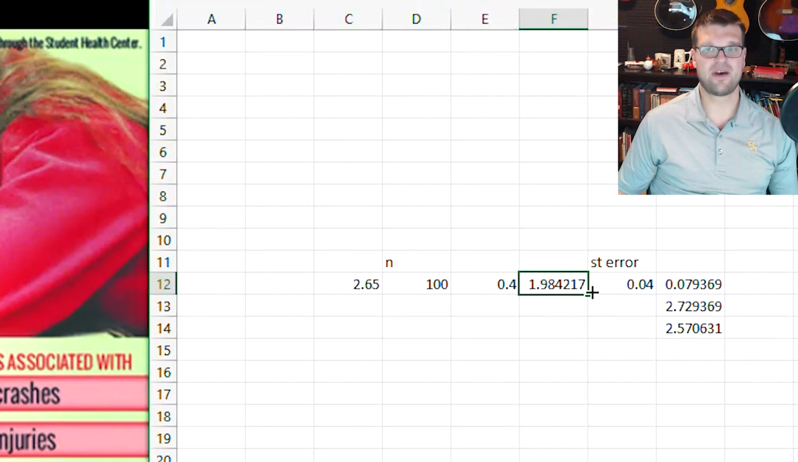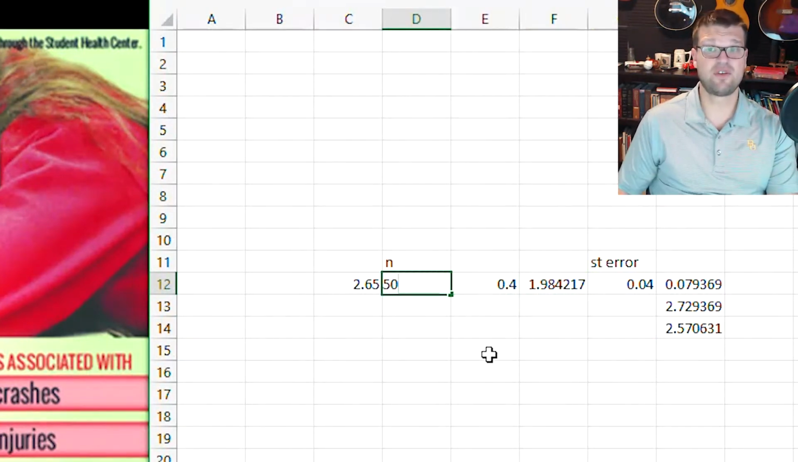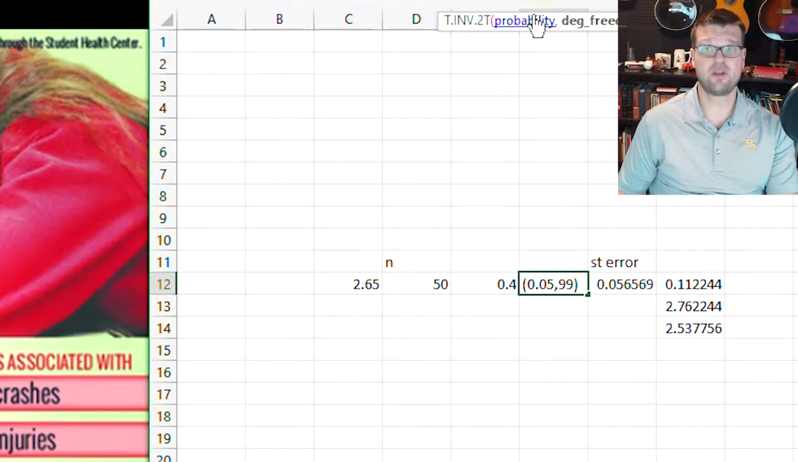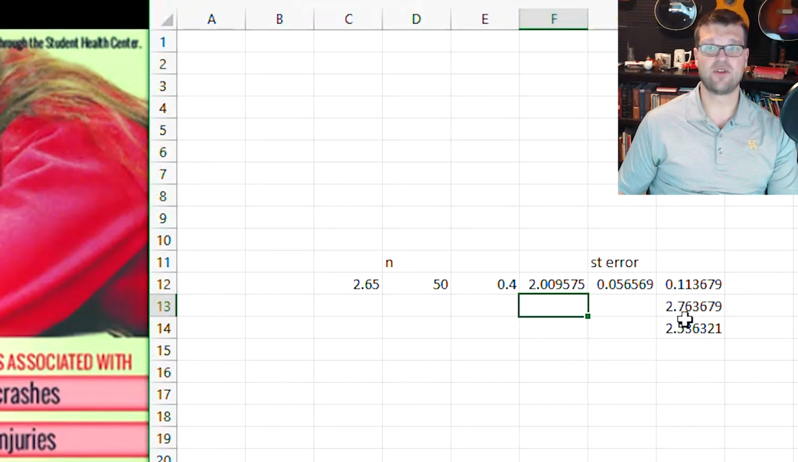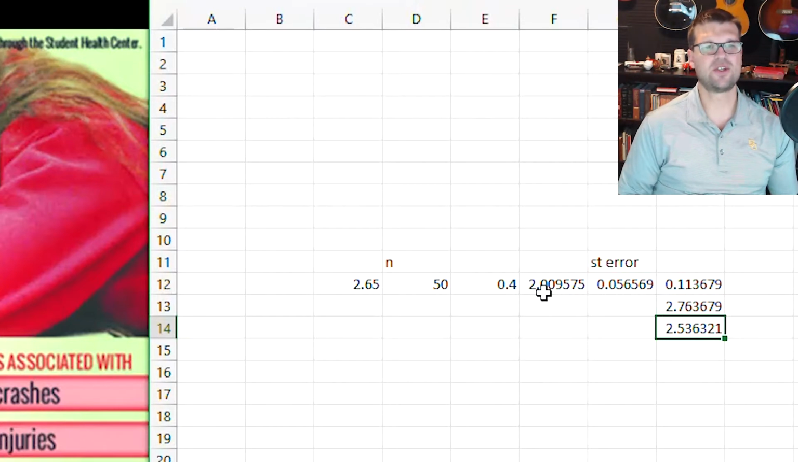That's if the standard deviation was this. Possibly, they might have only surveyed 50 people. And if they only surveyed 50 people, then this is going to be 49. And so then everything changes. But without more information, we just have absolutely no clue how to interpret this.